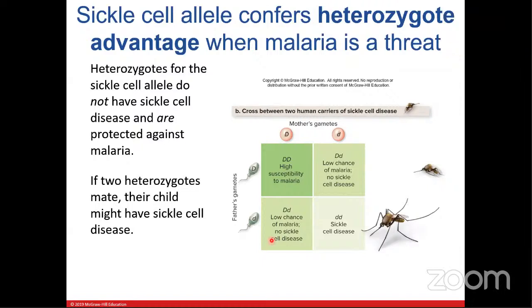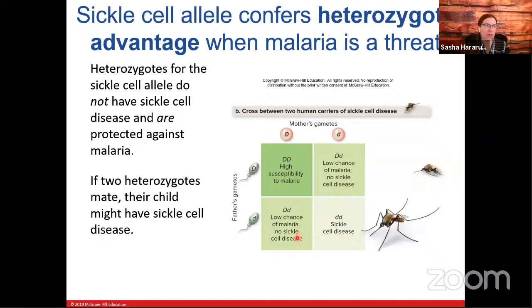Okay, makes sense. Thank you very much. And sickle cell disease is just a kind of byproduct of that, the disadvantage of having lots of heterozygous individuals within a population.